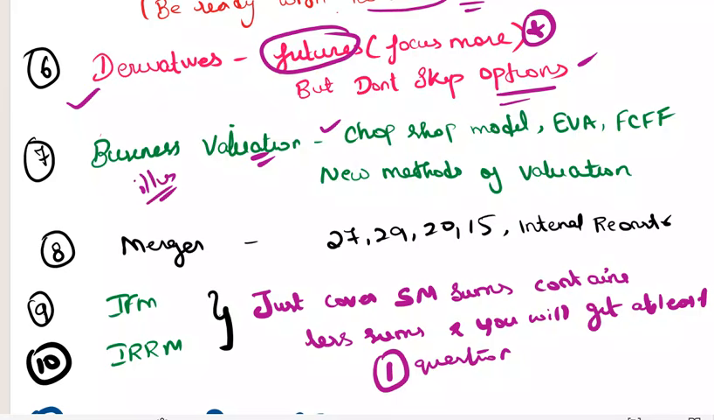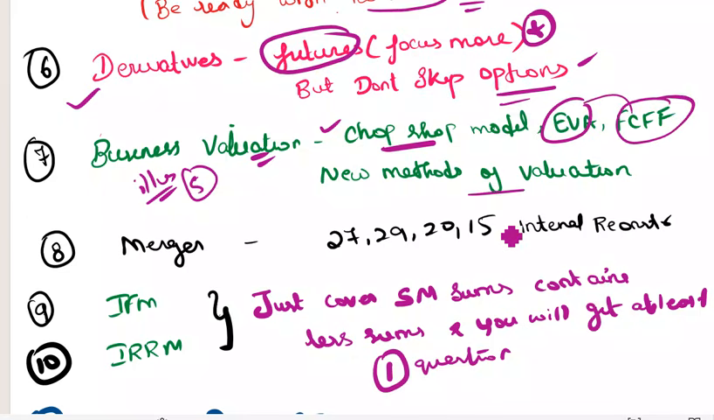If you take the illustration part, almost around 5 to 6 questions are there, and almost 3 or 4 questions have been tested in the past few attempts. In the past 3-4 attempts it has been tested continuously. So the leftover is the chop shop model. Please concentrate on that question, and apart from that, have a basic understanding of EVA and FCFF. Please practice these sums.